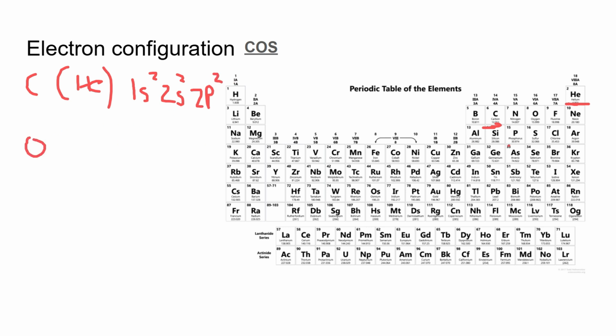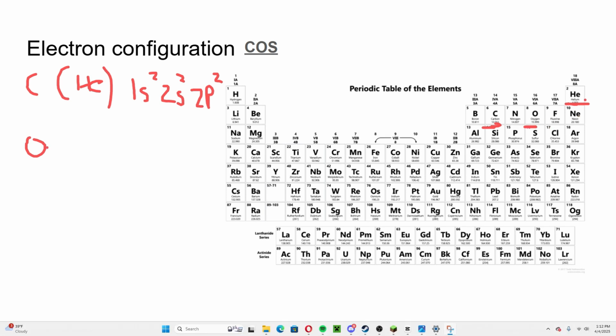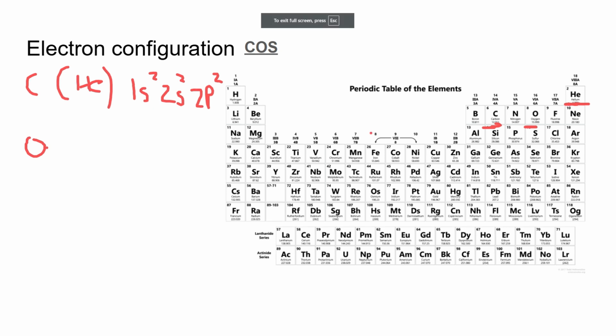Now for oxygen, the noble gas before it is helium again. So you put helium in the brackets again, and then you do the same thing. So you start with 1s2, and then 2s2, and now because it's 2p and it's 4 over, we put a 2p4.